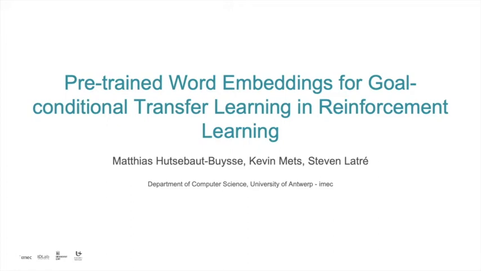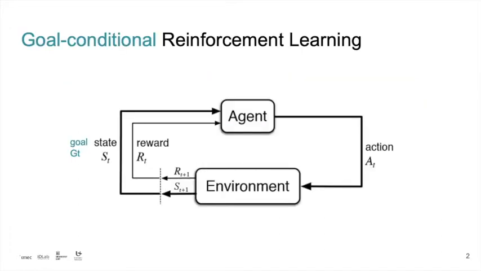My name is Matthias Hutsebaut-Buysse. I'm a PhD student at the University of Antwerp. I'm going to present to you our paper on pre-trained word embeddings for goal-conditional transfer learning in reinforcement learning. This is joint work done together with Kevin Mets and Steven Latré.